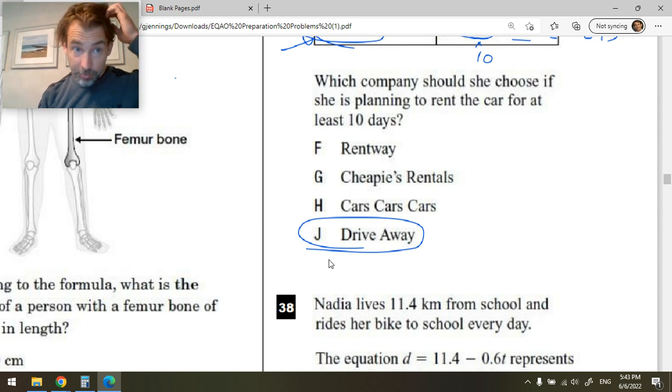You could graph them and you would see that Drive Away is going to be the best for 10 days or more. Okay, you would also see that on the graph. It would be the lowest line.